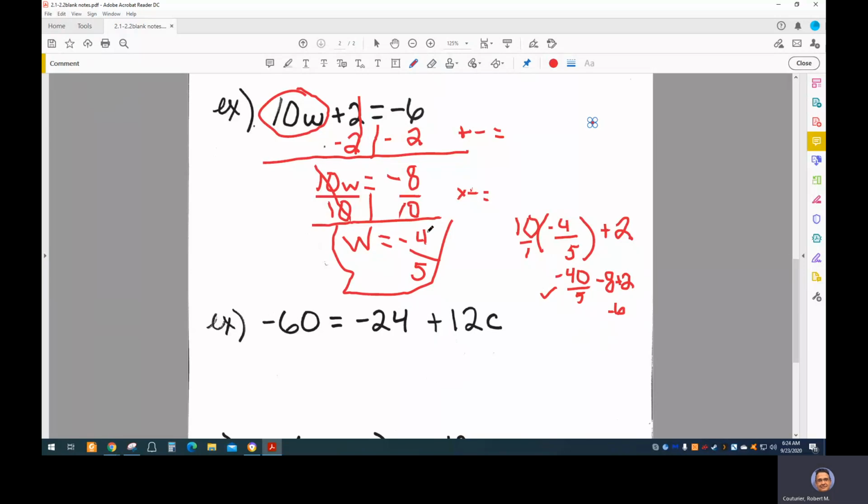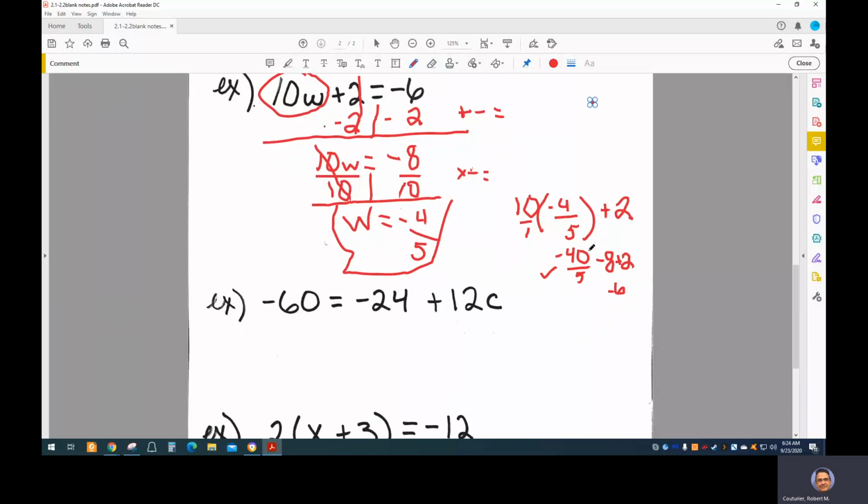Guys, that is not a straightforward problem. That answer, negative 4 over 5, is not something that you can just look at and say, oh yeah, I know that's my answer. No big deal. This is one you need to check. Why would you want to miss a problem, because you don't want to plug it in? How long did that really take us to do? Not long at all. Okay? Be careful.